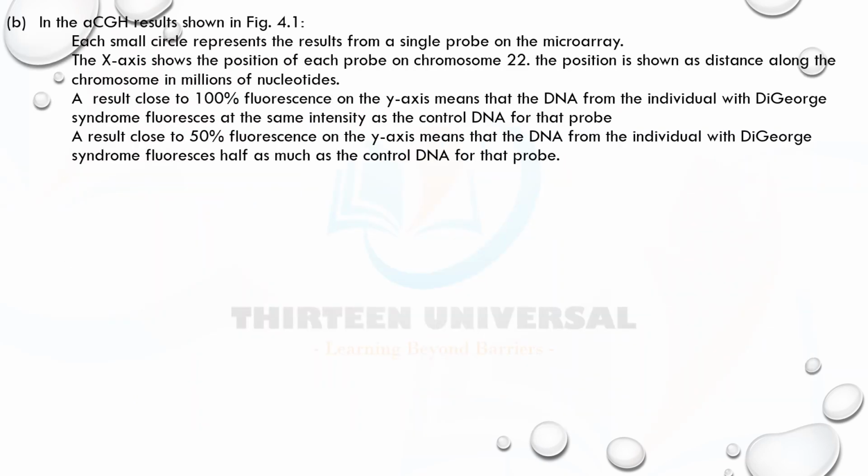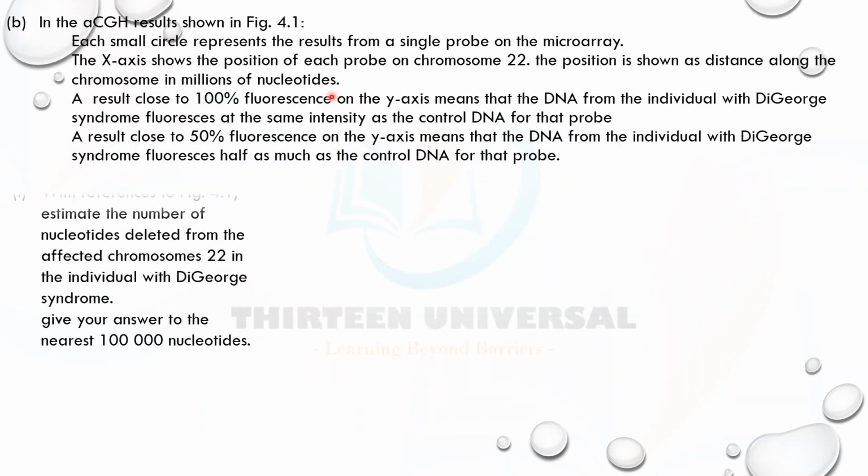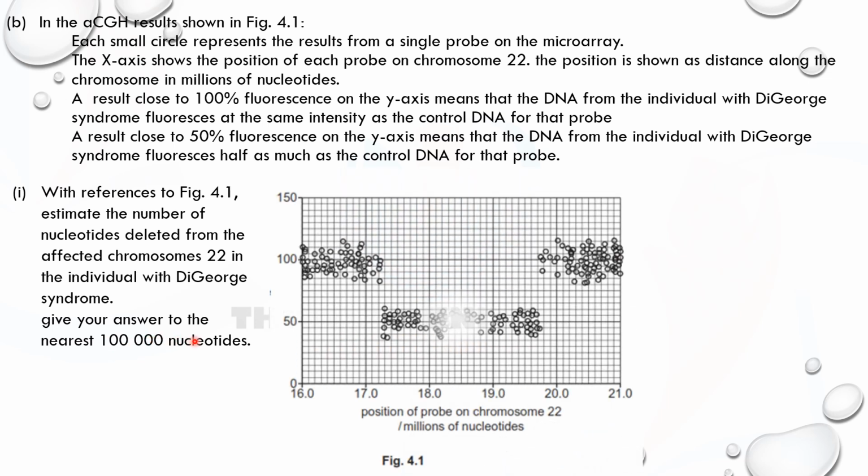Now let's go on. We have read this before, so you can read it again. Let's go to the question. With reference to Fig 4.1, estimate the number of nucleotides deleted from affected chromosome 22 in the individual with the DiGeorge syndrome. Give your answer to the nearest 100,000 nucleotides. Remember that they already told us that the x-axis shows the position on chromosome 22, and the y-axis shows the percentage of fluorescence.